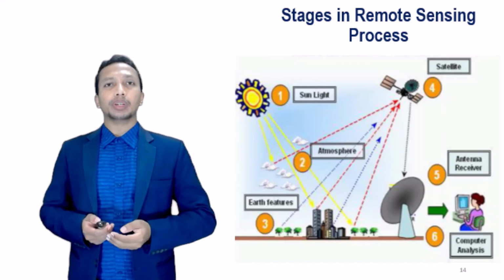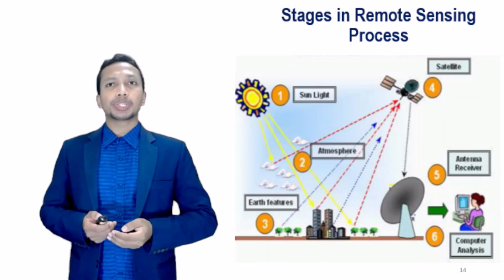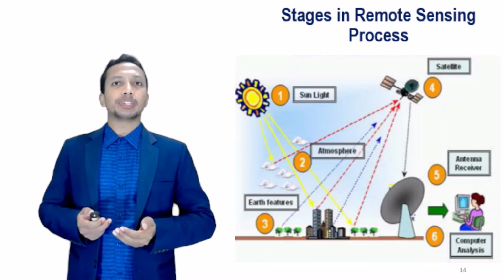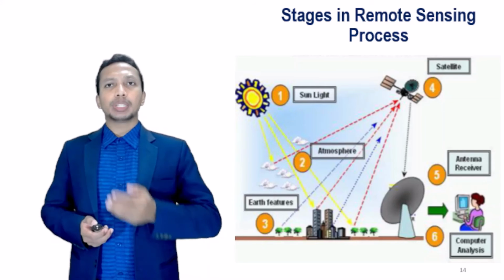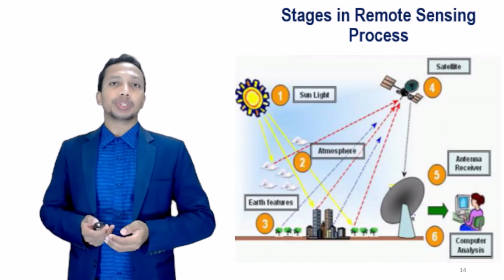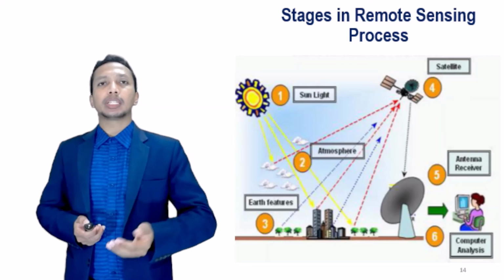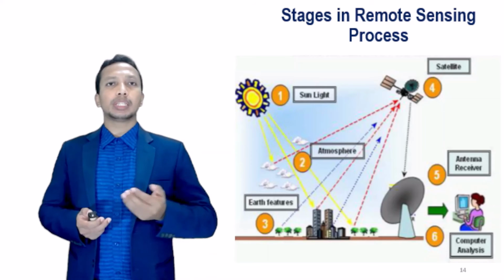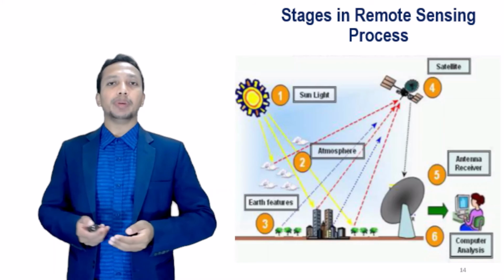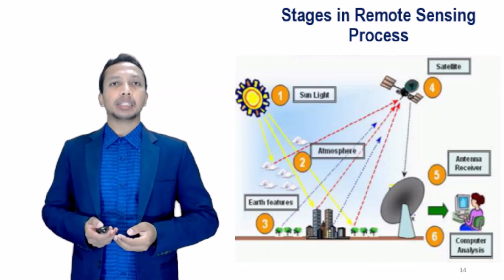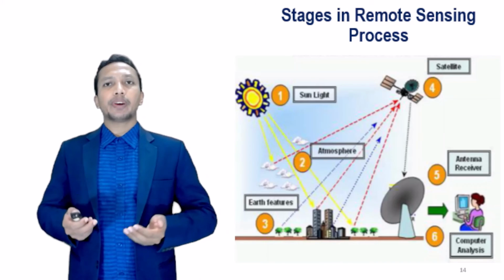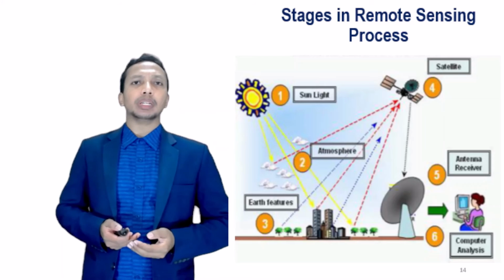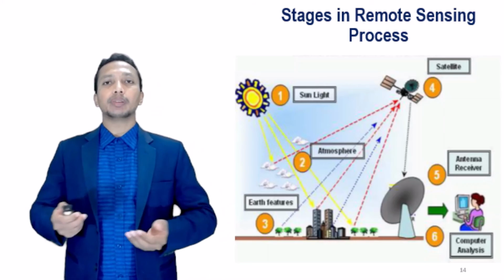Recording of energy by the sensor. The energy after interacting with the Earth's surface reaches the sensor, which is remote, not in touch with the Earth's surface features, where it is recorded in a form which can be transmitted to and used by the users. Data transmission and processing. The energy recorded by the sensor is transmitted to a receiving and processing station, where the data is processed into an image. Image processing and analysis. The processed image is interpreted to extract the information about the Earth's surface features. Application. The extracted information is then utilized to make decisions for solving particular problems.